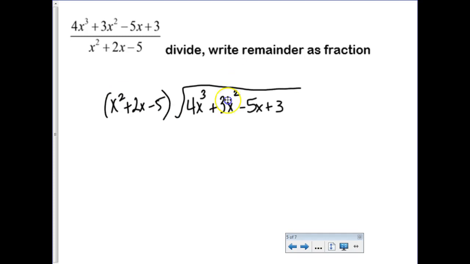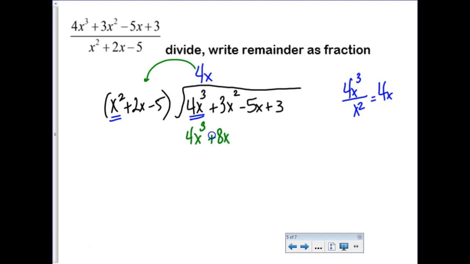Now those of you who attempted the question and still had a little bit of a misconception, it happened on the subtraction step. So first step is to divide your lead terms. 4x to the third divided by x squared is 4x. And then you did a great job of multiplying the 4x into the divisor. So that is 4x to the third, plus 8x squared minus 20x. This is where some of you had a problem.